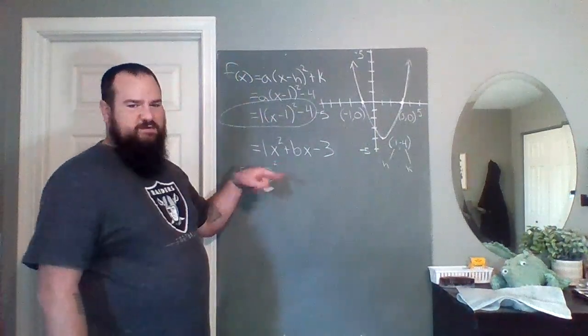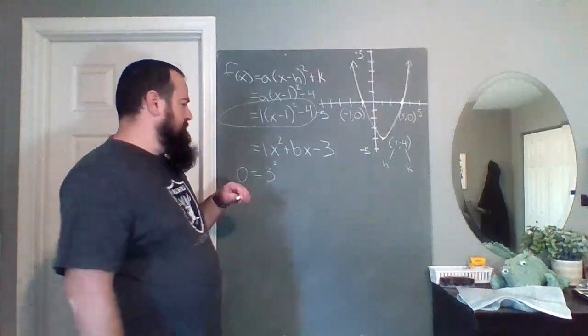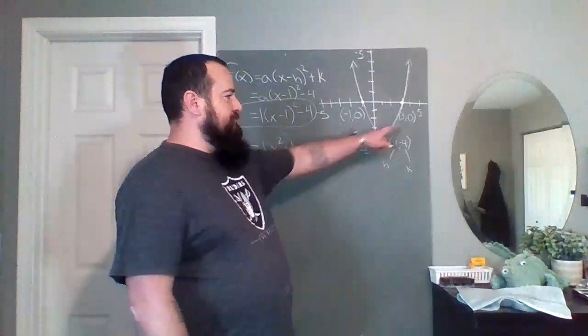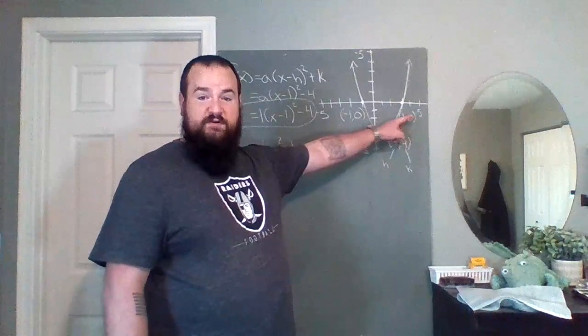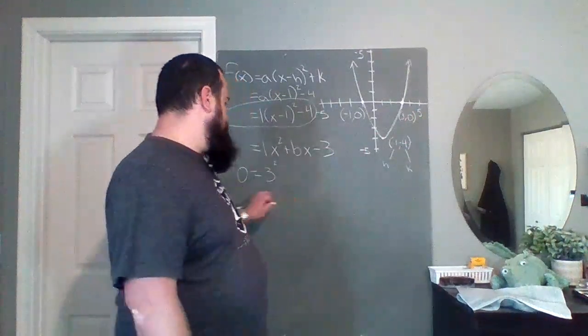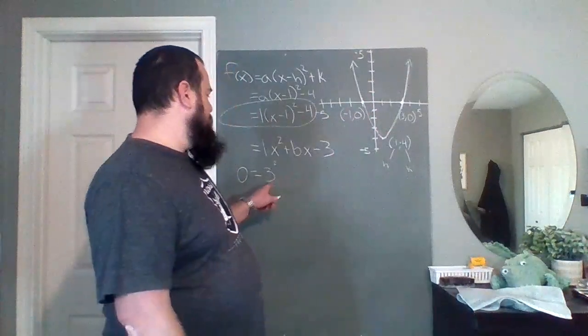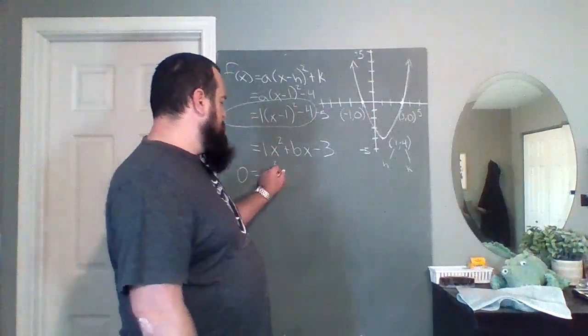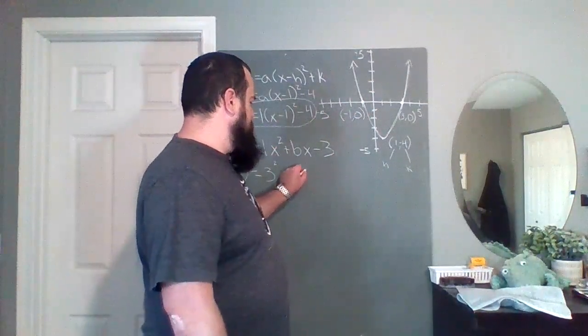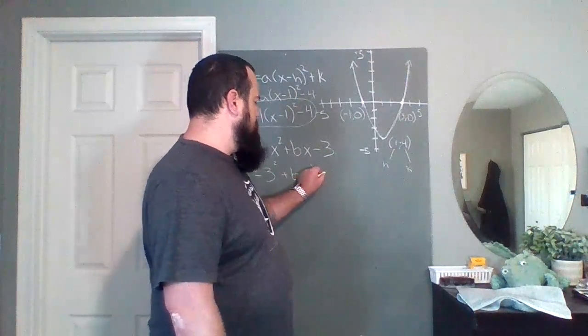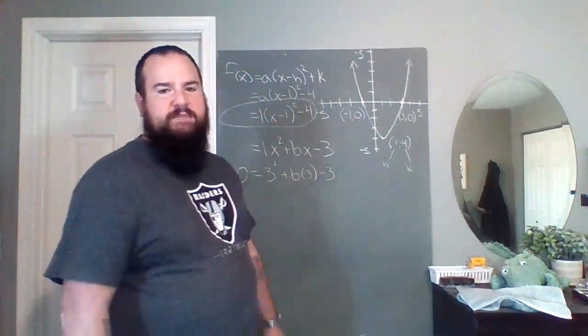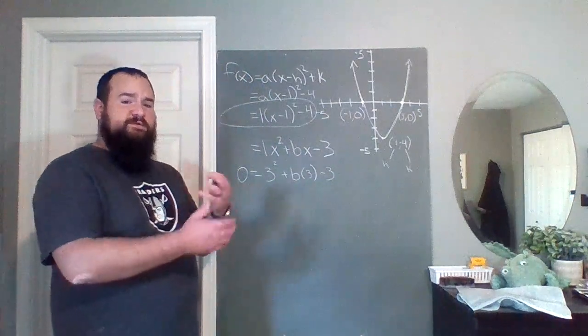Since 1 times x squared is just x squared, I'm dropping that 1 now. So remember, when we're plugging this point in, we set our equation equal to the output, 0. And then we replace all of our inputs, our x's, with 3. So I get 3 squared plus b times 3 minus 3. Now I just want to go along the process of simplifying.